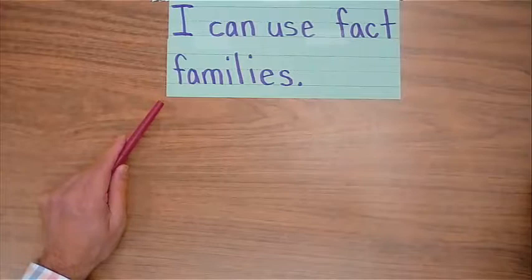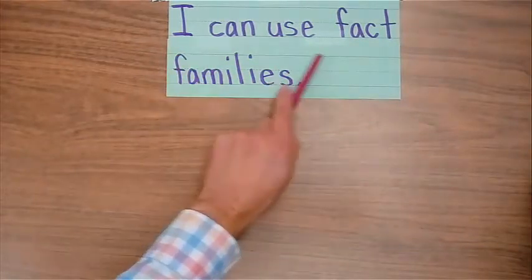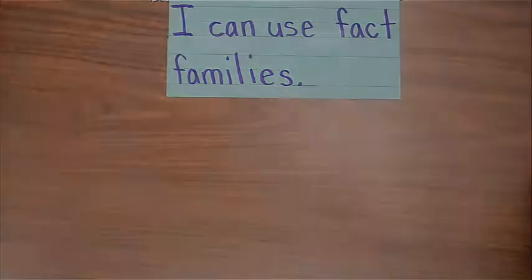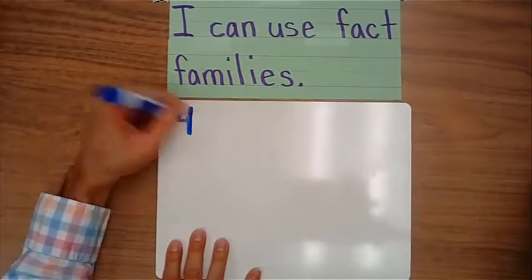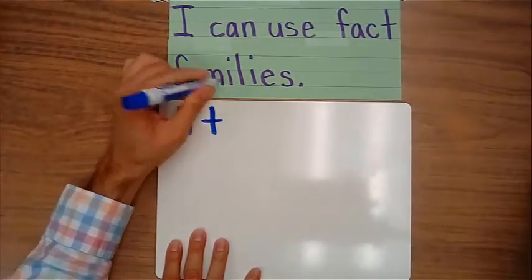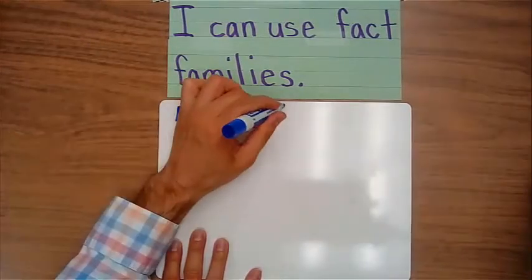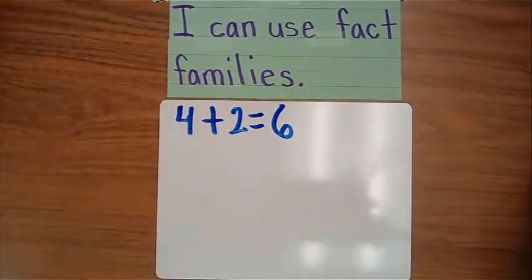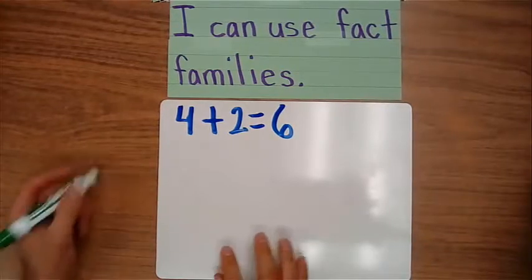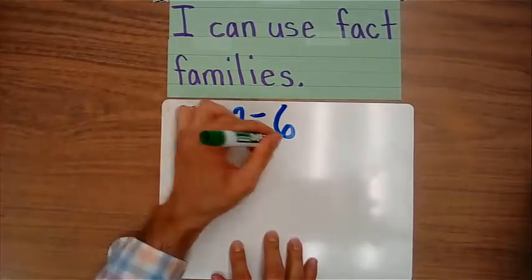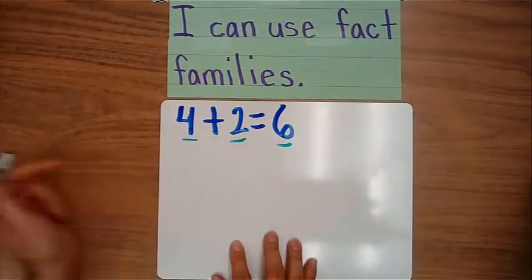Let's review today's learning objective. I can use fact families. 4 plus 2 equals 6. Okay, well, I know I have 3 family members here. I have a 4, 2, and a 6.